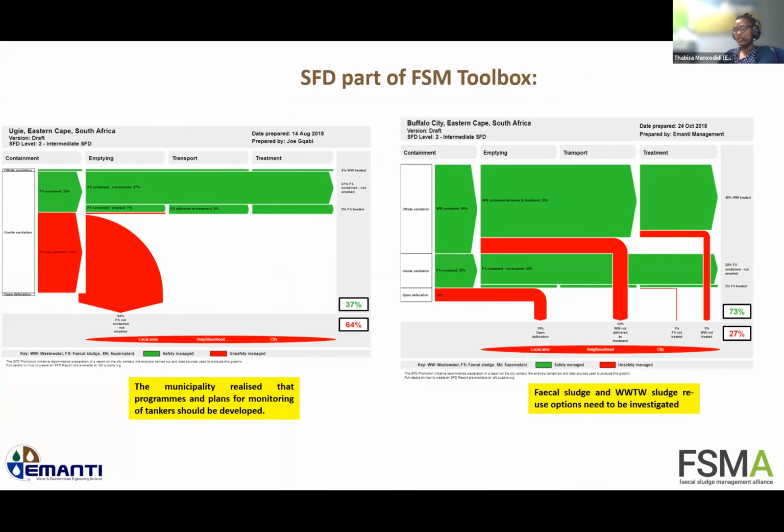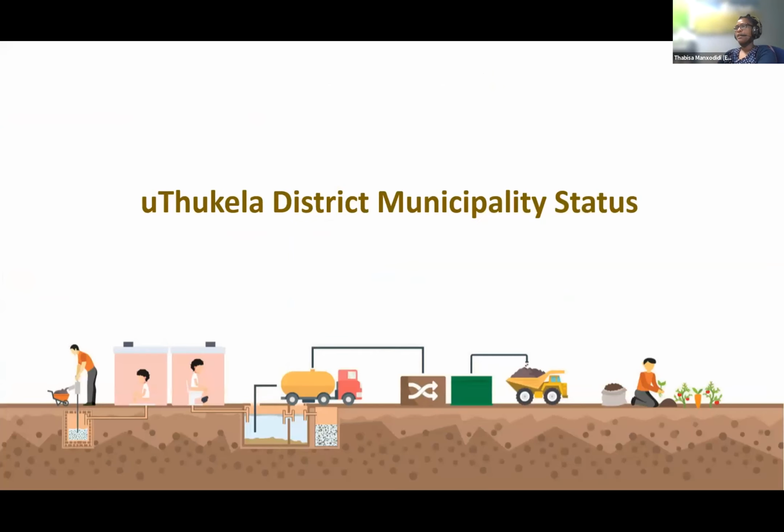Okay, the shit flow diagram, you're also able to develop it through the tool. I think as Eva has said, the FSM Alliance has got a variety of other tools that are actually useful. It slowly becomes the one-stop shop where one can get to.